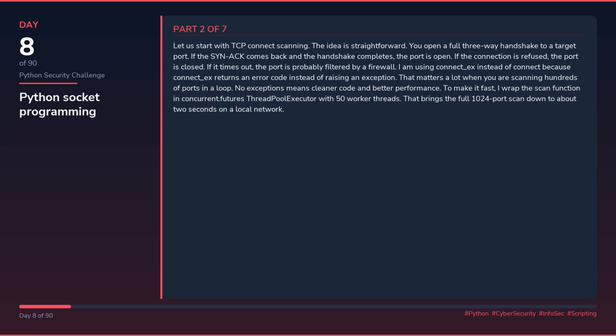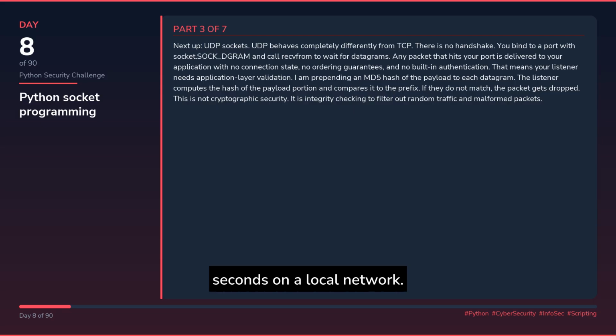I am using connect_ex instead of connect because connect_ex returns an error code instead of raising an exception. That matters a lot when you are scanning hundreds of ports in a loop. No exceptions means cleaner code and better performance. To make it fast, I wrap the scan function in a concurrent.futures ThreadPoolExecutor with 50 worker threads. That brings the full 1024 port scan down to about 2 seconds on a local network.